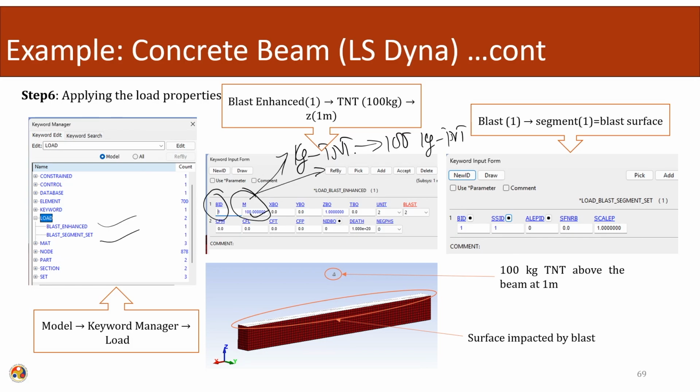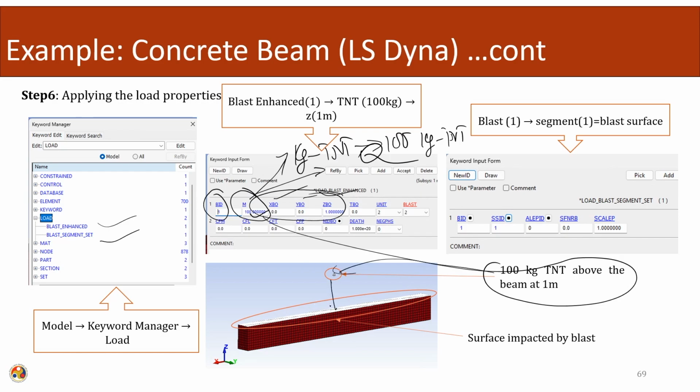So this is basically our Q value. And then we have XBO, YBO and ZBO. So this tells the location of our charge. So 100 is the 100 kg TNT above the beam, and this is at location vertical direction 1 unit. So this is 1 and it is located at x in the x direction, y direction, it is located at the center, and it is 1 unit. So this specifies the location of the charge.